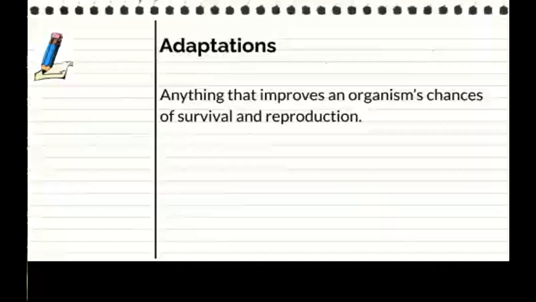So notice the pencil again. Okay, we're going to make sure this is in our notes. So an adaptation, you're right. If I blended what some of you said together, it's anything that improves an organism's chances of survival and reproduction. Now, in biological terms, the purpose of life is to survive long enough to create offspring, to reproduce.